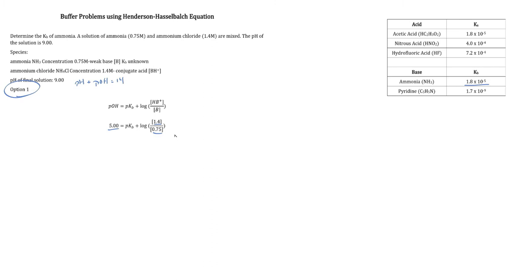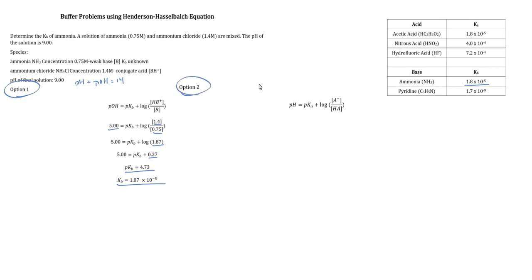Now I'm just going to simplify and solve for Kb. So first, I simplify my ratio, then I'm going to take the log, I'm going to combine like terms. Again, remember, whenever you have a lowercase p in front, it means the negative log. So I'm going to take the anti-log, and I get a Kb of 1.87 times 10 to the negative fifth, which you can see from my table is exactly what I should be getting. Okay, let's take a look at another way to do this.